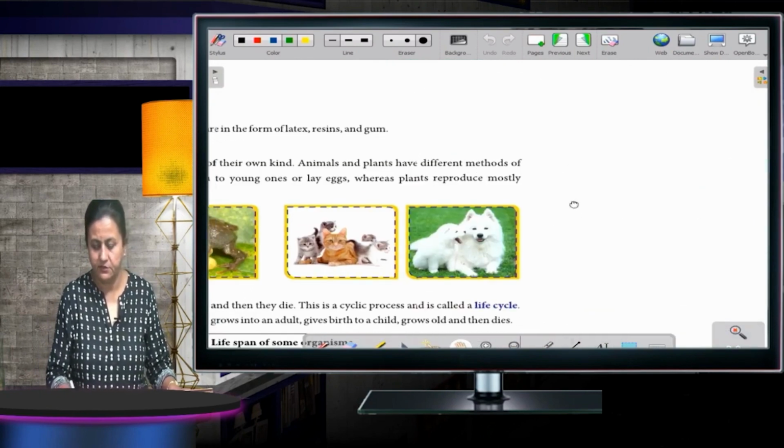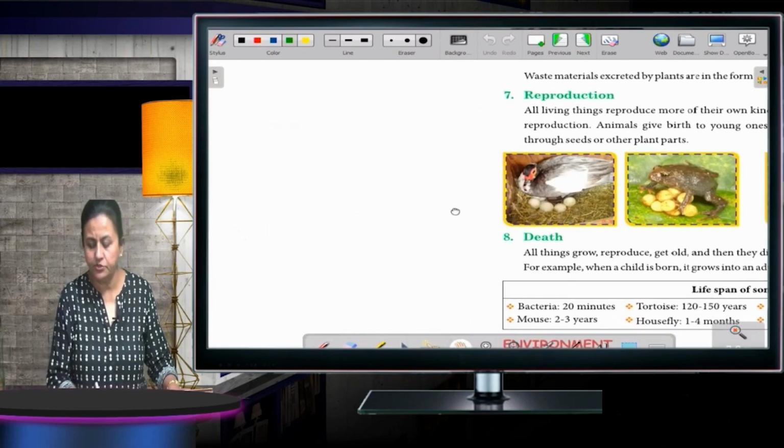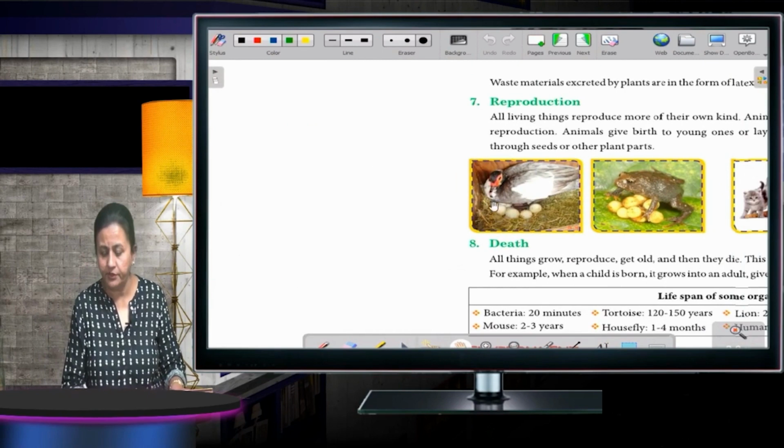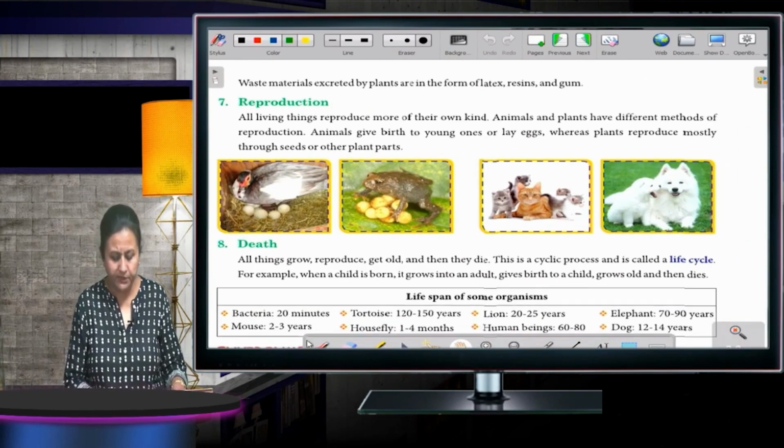The problem is there. Let me solve it. In the meantime, you can just read also. Children, I told you reading is very important. You should be in the habit of reading. Okay, so let's start now.